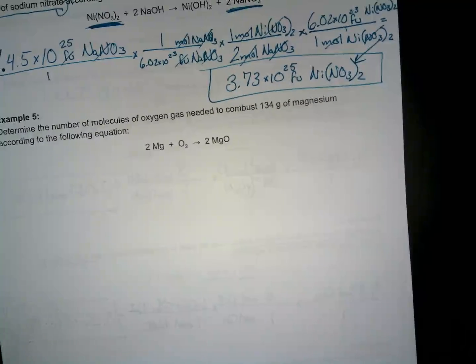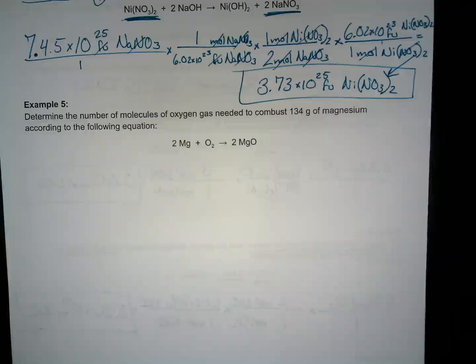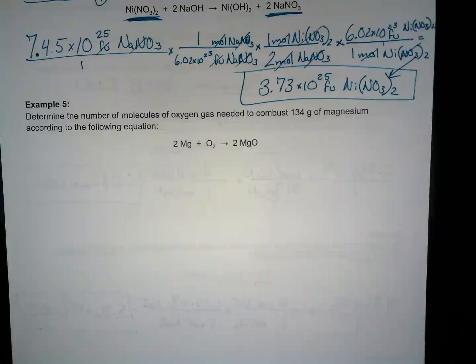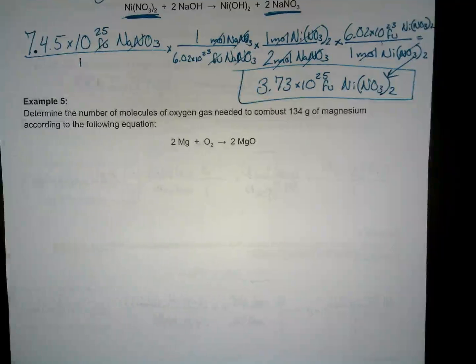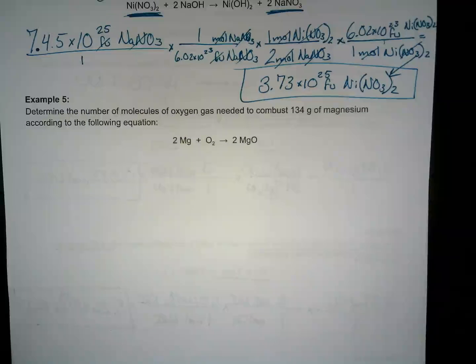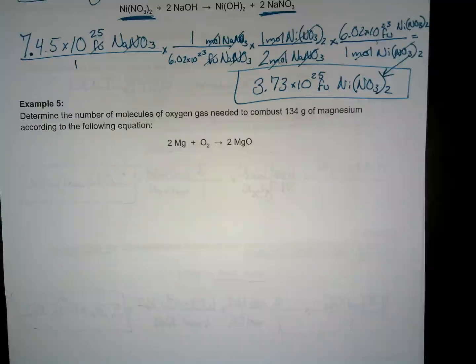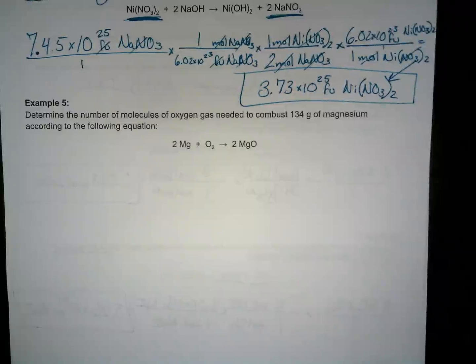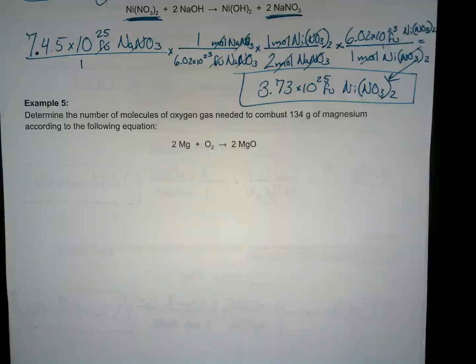And then example 5. So determine the number of molecules of oxygen gas needed to combust 134 grams of magnesium, according to this equation. So not too bad. This is actually quite simple. Now, but this is that tricky one that I mentioned in the previous video. We have a diatom, and we're going to be working with a diatom, so we have to make sure we get all this good and correct.